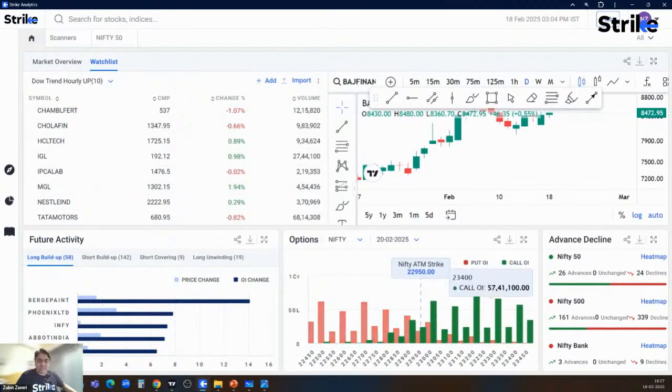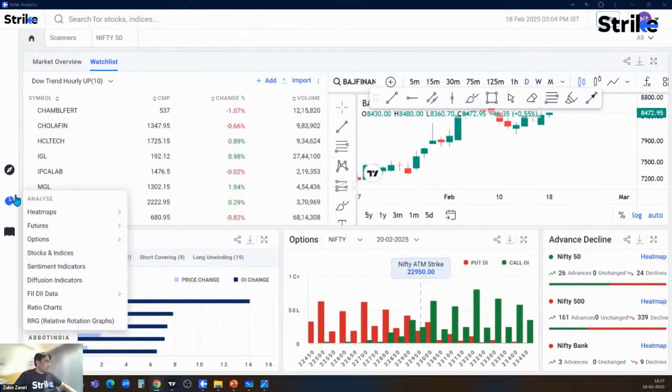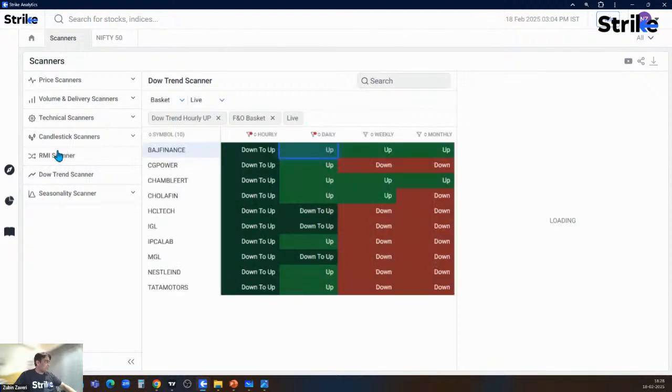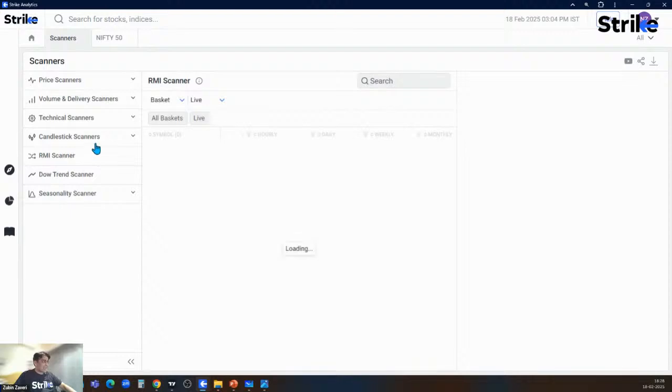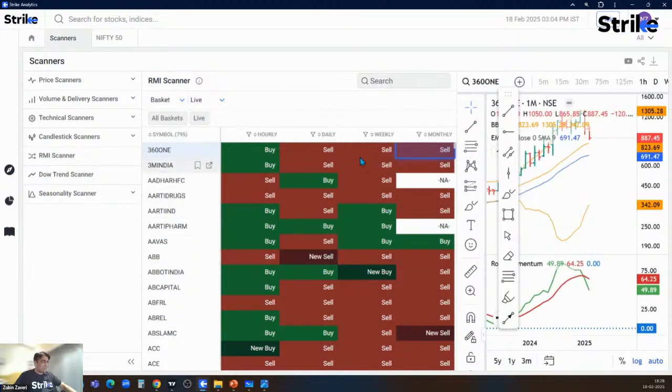Now, what is the scene? Once you have understood that these are the stocks where the trend has changed, I want to see whether the momentum has also changed or not. And for that, what do we have? We have RMI momentum. So we can again go to the scanners, and in the scanners go to the RMI scanner. Similarly to Dow trend, we will get hourly, daily, weekly, and monthly time frame charts with all the signals of buy, sell, new buys, or new sells.